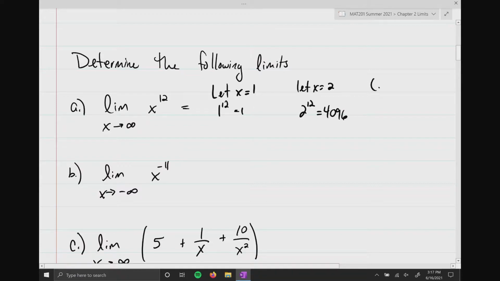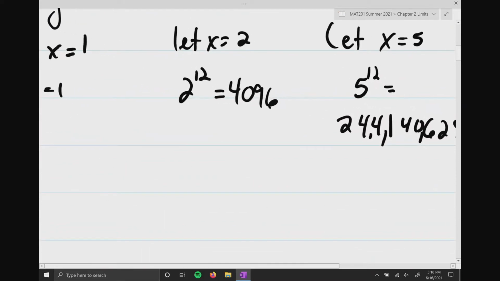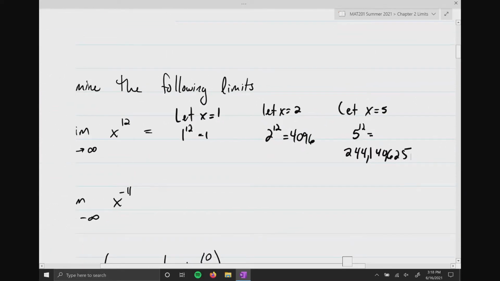If we let x equal, let's say 5, that means we're going to have 5 to the 12th. And 5 to the 12th is, I'm going to have to write it underneath, 244,140,625. It's an enormous number. I didn't write clearly enough. 244,140,625. I don't care what the number is. What I do know is this: it's a very, very large number.